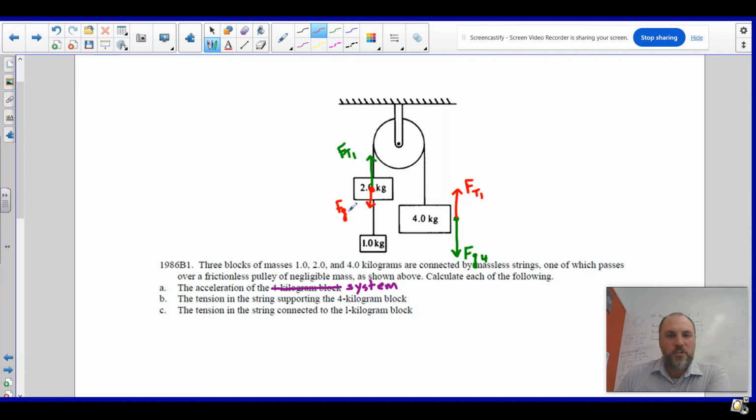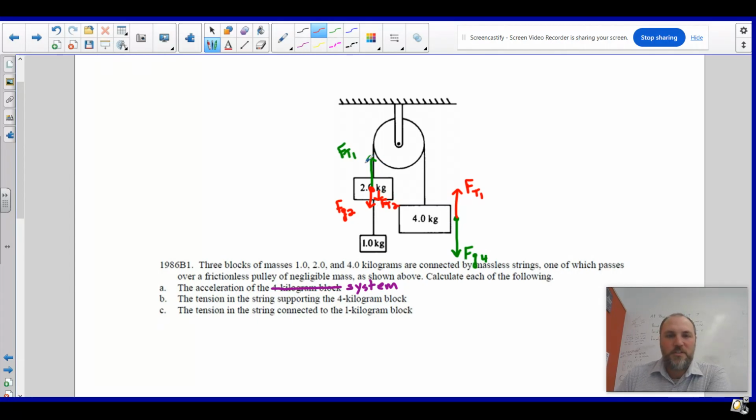I'll call that FG2. So I'm trying to show with the size of my vectors that the direction of the acceleration is downward for the 4 kilogram and upward for the 2 and the 1 kilogram. So I have the weight winning over here, but on the 2 kilogram I have the tension winning. And then in addition to the weight of the 2 kilogram, we also have another tension. So let's call that FT2. That is a second string.